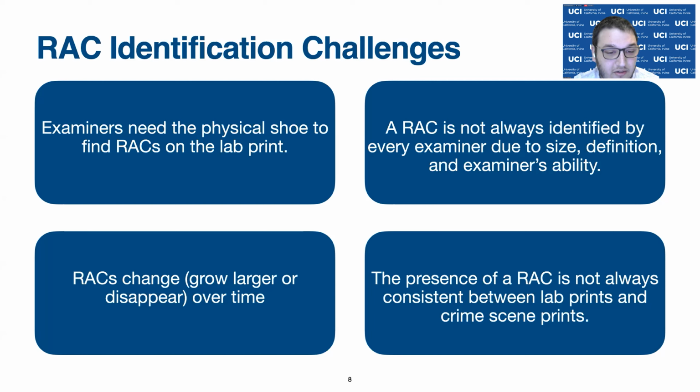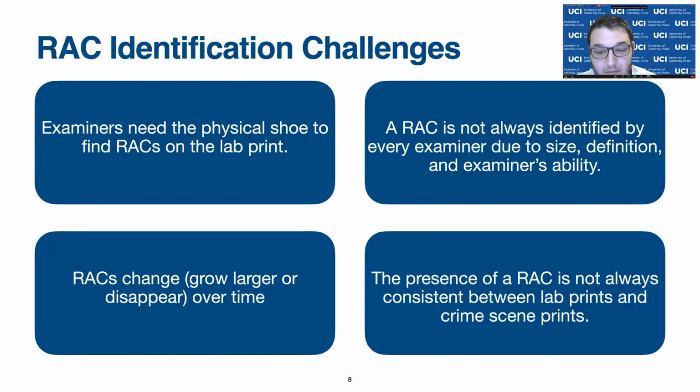RACs could also change over time, so they could get worse. If you have a hole, it could continue to spread. But if it's a small RAC wearing the shoe, the tread usually disappears. It wears down, so it could make RACs disappear. That becomes a problem if a suspect shoe is found weeks after the shoe print was found. If they continue to wear the shoe, that could become an issue.